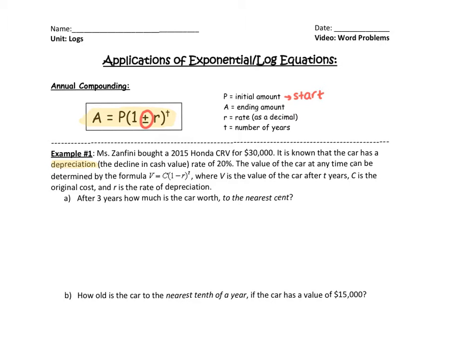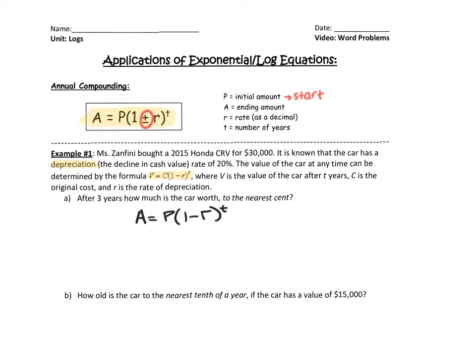So if you notice, the equation that I gave you and the formula that the word problem is giving us is the same thing. It's just they're using different letters. So let's use the letters that we have. So we have A equals P(1 minus R) to the T power. A is my ending amount, P is my initial, R is my rate, and T is my time.